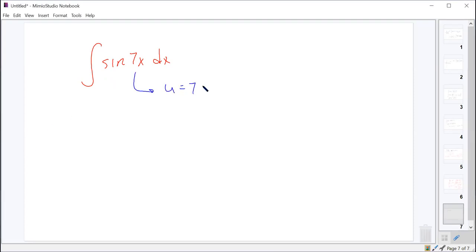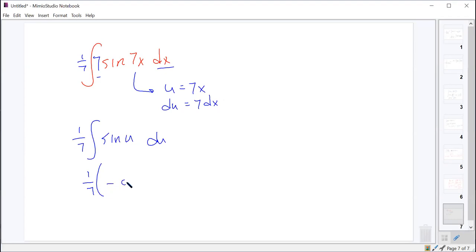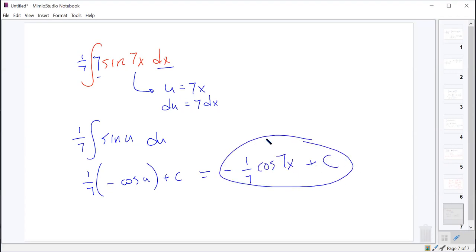let u equal 7x, and have du be 7 dx. So you put in your 7, you put in your 1/7, and you've got 1/7 of the integral, 7 dx becomes your du, and the sine 7x becomes sine u. So you get 1/7 times negative cosine u plus your constant, or negative 1/7 cosine 7x plus your constant. Everybody good there?